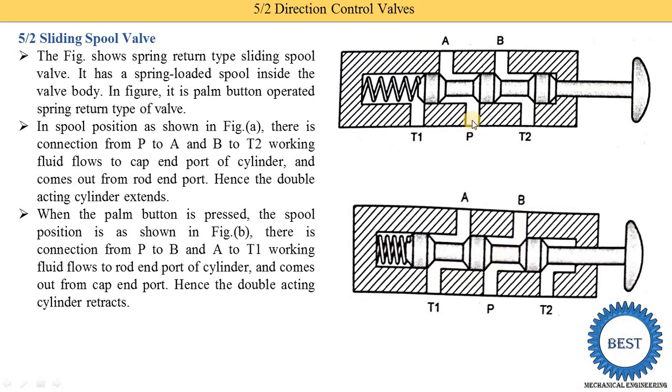In the earlier first position, the P port was connected with A. Now the fluid coming in the P port is supplied to the B port, and from the B port it goes to the rod end port. When the fluid is supplied to the rod end port, the cylinder starts to retract. When it retracts, the fluid on the cap end side enters the A port, and from the A port it is supplied to the T1 port, and from the T1 port it goes to the tank or reservoir.